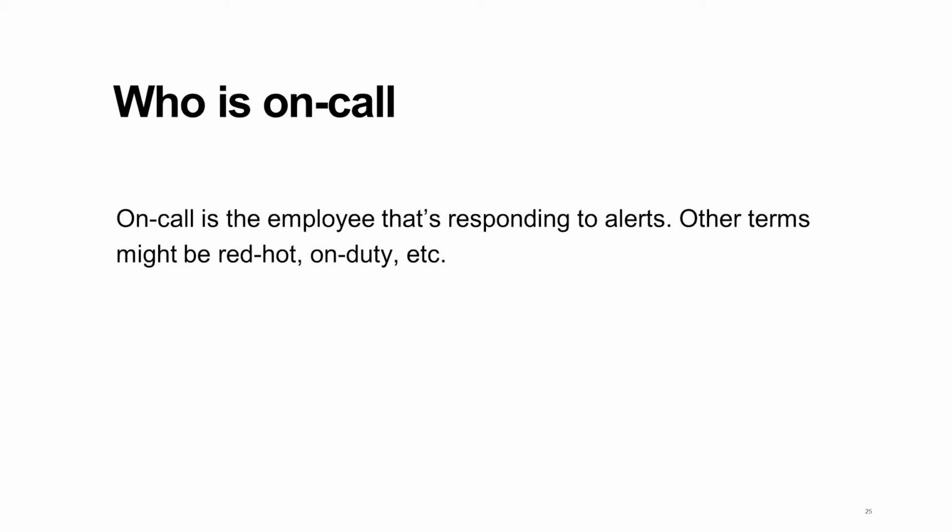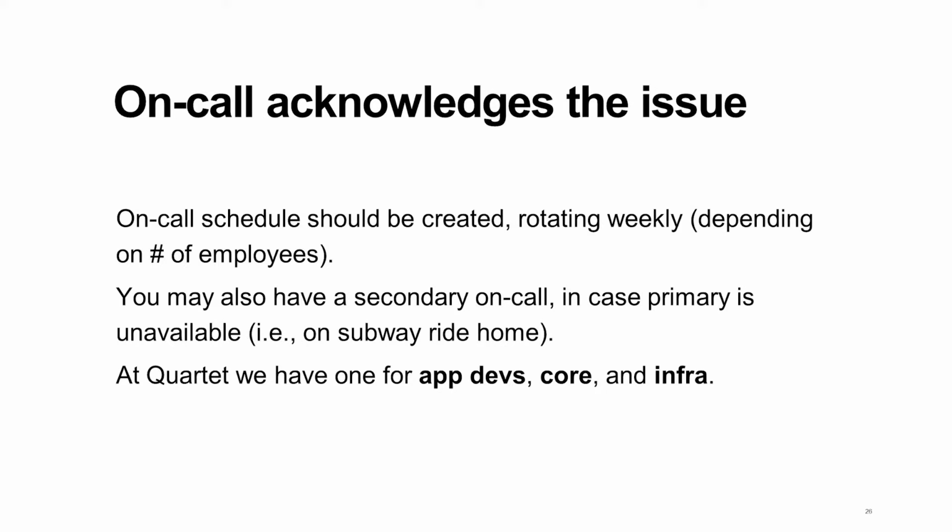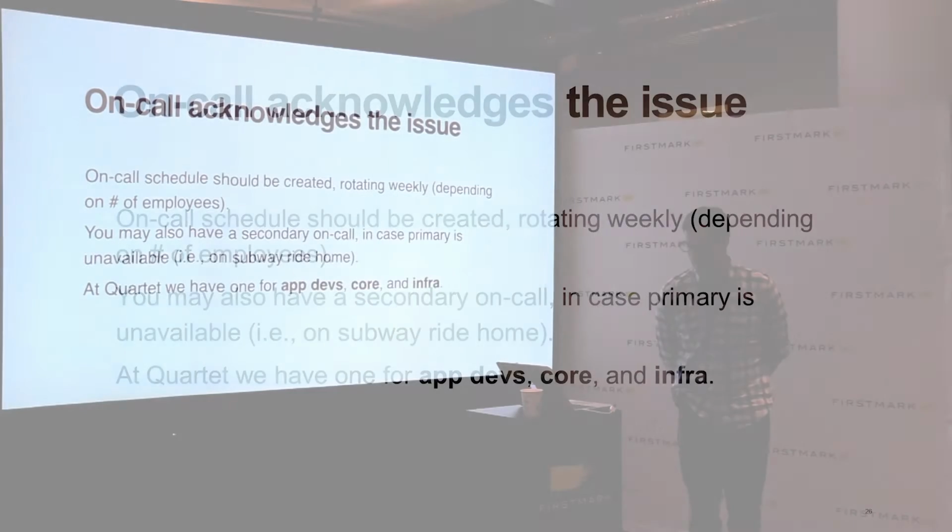Yeah, so this is what I talked about. Once the on-call acknowledges the issues, the on-call person doesn't want to be on-call forever, right? You have to rotate this role among your team members. Depending on the team size, you might have a weekly rotation or bi-weekly or whatever fits your organizational model.